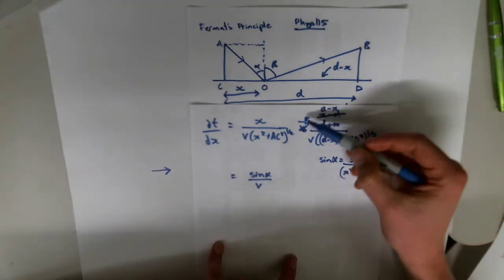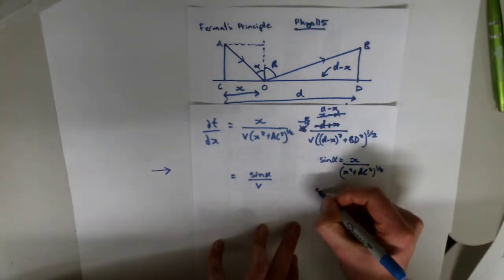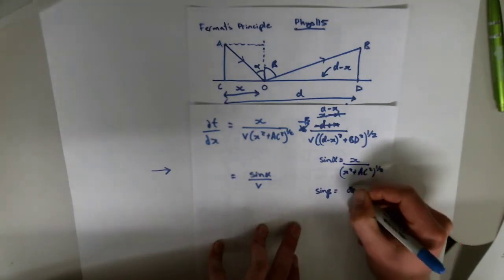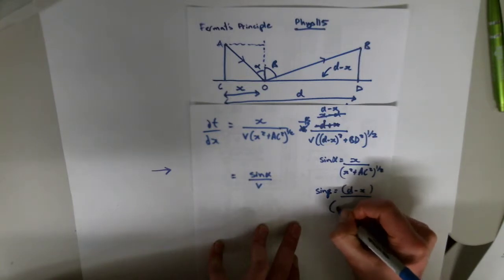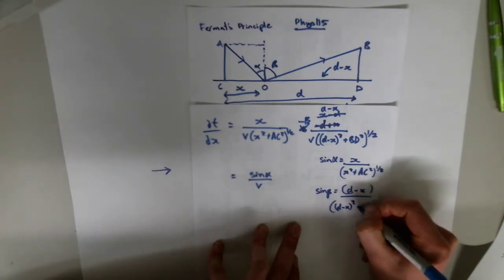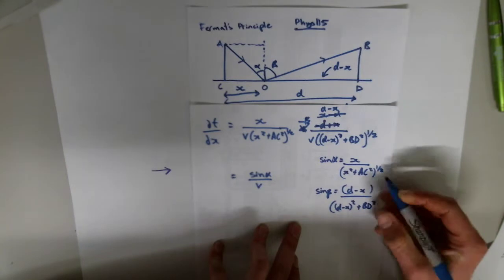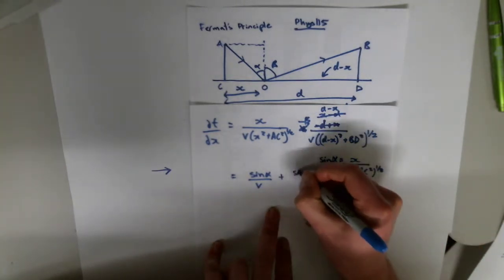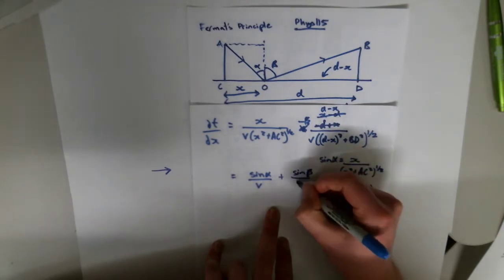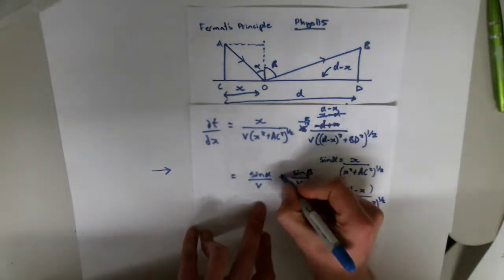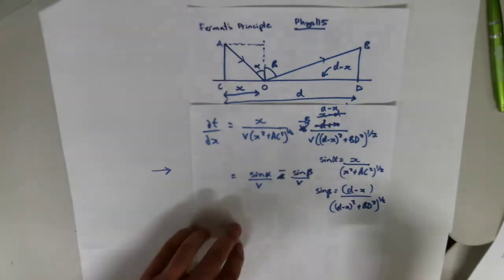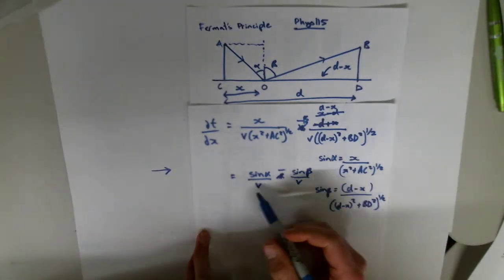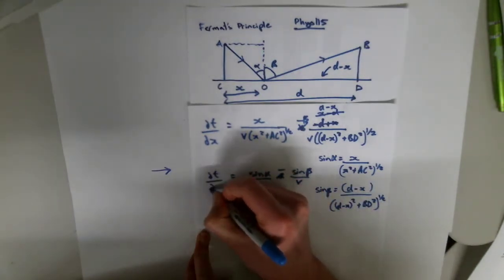And you want to guess what happens to the second term? Yep, it's exactly the same thing. Sine beta equals d minus x all over bracket d minus x squared plus bd squared to the power of a half. So this becomes that plus sine beta on v. Oh, minus sine beta on v. That minus is really, really important because what we've got now is a simplified expression for dt by dx.